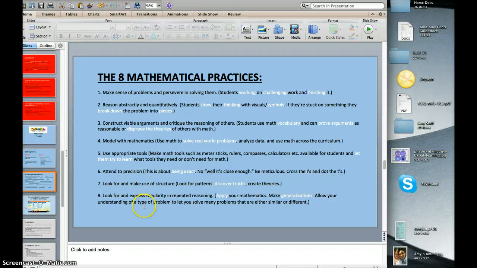And then look for and express regularity and repeated reasoning is applying your mathematics, making generalizations, being able to solve problem A and then using that knowledge to be able to solve problems B, C, and D, whether they're similar or whether they're different.